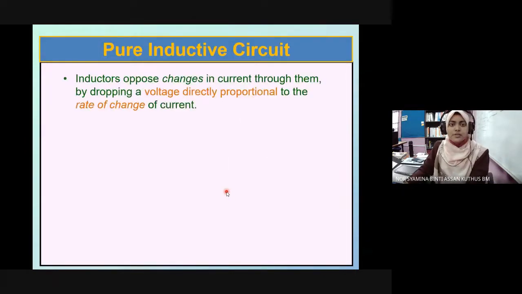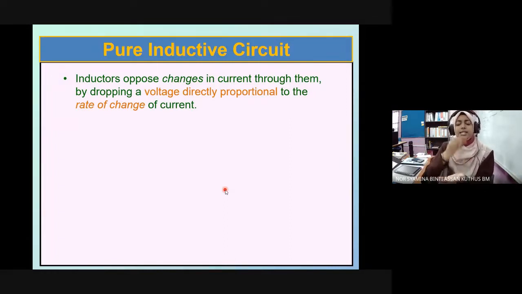Okay, pure inductive circuit. So, teori dia, inductors will oppose changes in current through them. Dia akan oppose, by dropping a voltage directly proportional to the rate of change of current. So, rate of change of current bermaksud current over time. Inductor akan oppose changes. Sebab apa current over time? Sebab we are talking about alternating current. Alternating current is always related to rate of change.